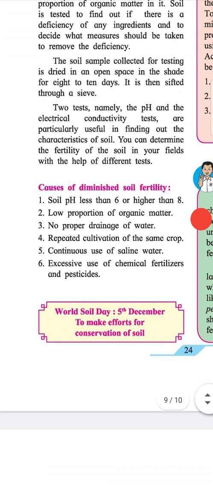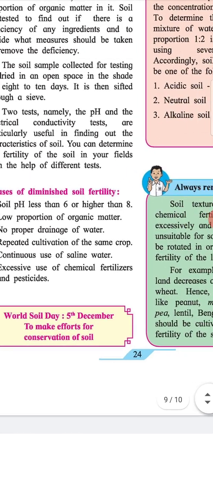World Soil Day, 5th December, to make efforts for the conservation of soil.